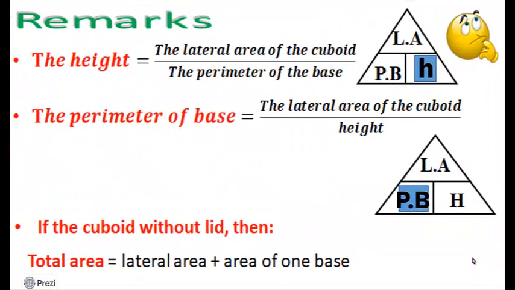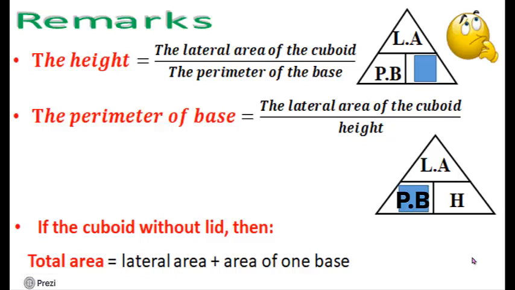We said that lateral area of a cuboid is equal to perimeter of base times height, right? What about if I want to find the height? So in this magic triangle, I am going to hide the height. Then I will find that height is equal to lateral area divided by perimeter of base. So to calculate the height of a cuboid is equal to lateral area of the cuboid divided by the perimeter of the base. Let's go and see the other remark.